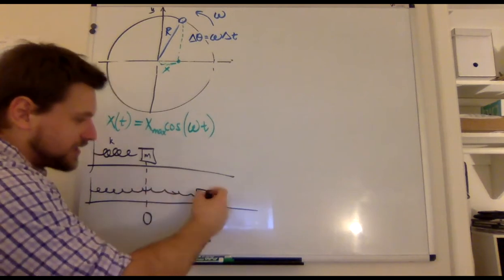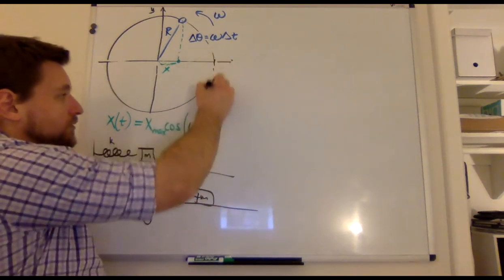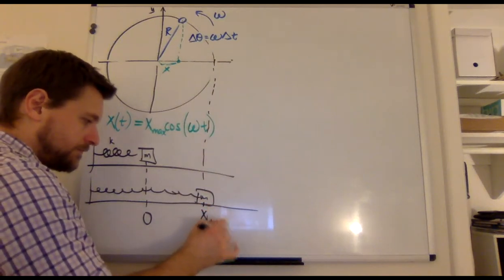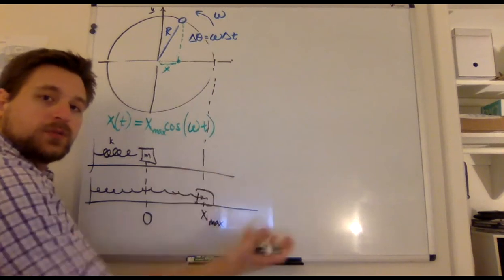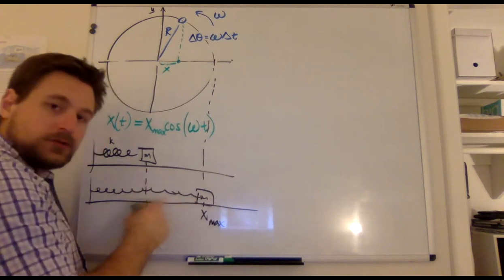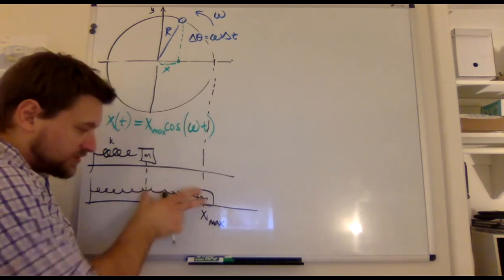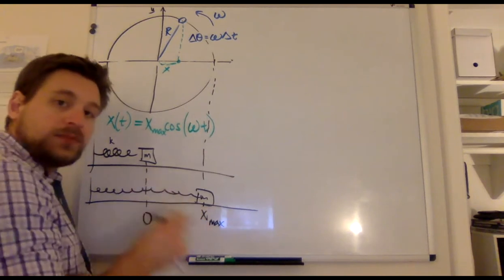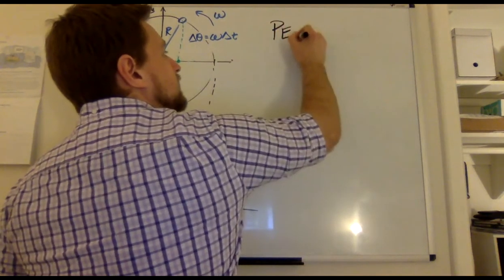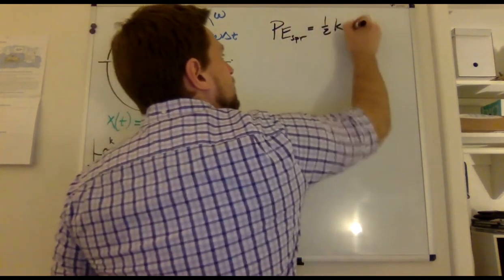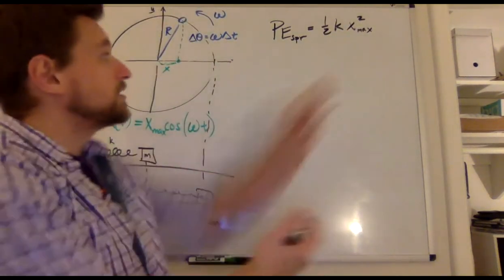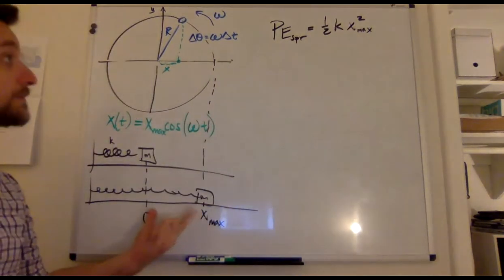But this is the scenario right at the beginning. We're going to stretch the spring so that our x coordinate is x max, and then we're going to let go. Just before we let go, that's a stretched spring, and we know how much energy that system has. The potential energy of a stretched spring is 1/2 k x squared, the distance it's stretched from equilibrium, and we know that's x max.